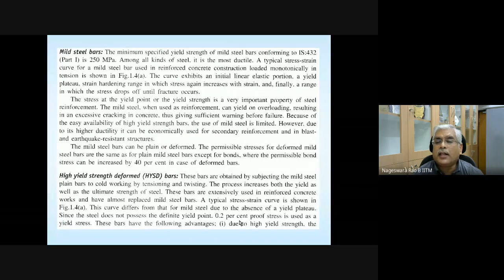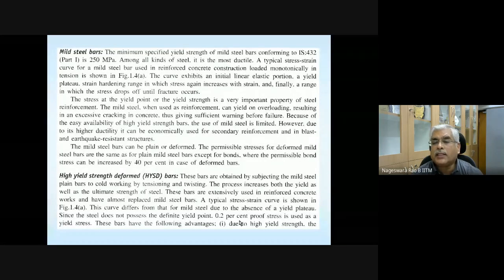The stress at the yield point, or yield strength, is a very important property of steel reinforcement. Mild steel, when used as reinforcement, can yield on overloading, resulting in excessive cracking in concrete and thus giving sufficient warning before failure.